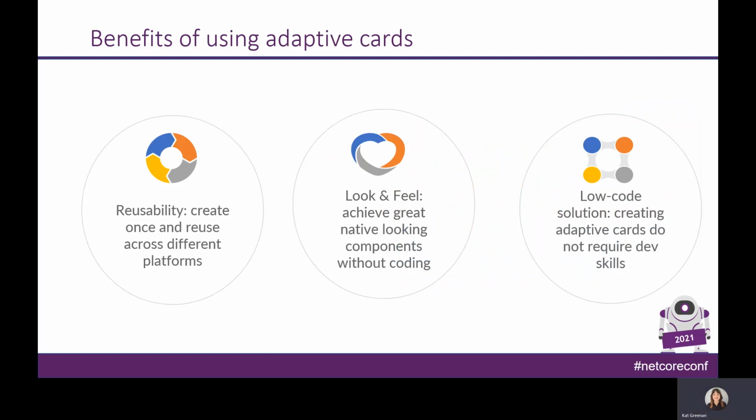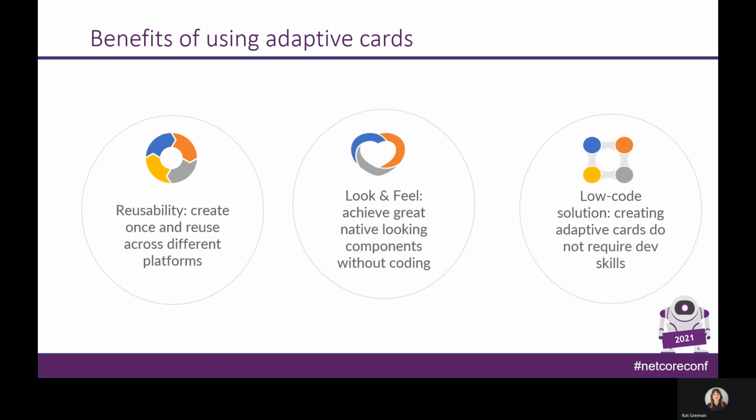As well as use cases, there are some great benefits. So that's some examples of how to use adaptive cards within your organization. But the benefits of using it, the first one is reusability. When you create an adaptive card once, you can reuse it across different platforms. And I mentioned that could be across Teams, Cortana, Outlook, and so on.